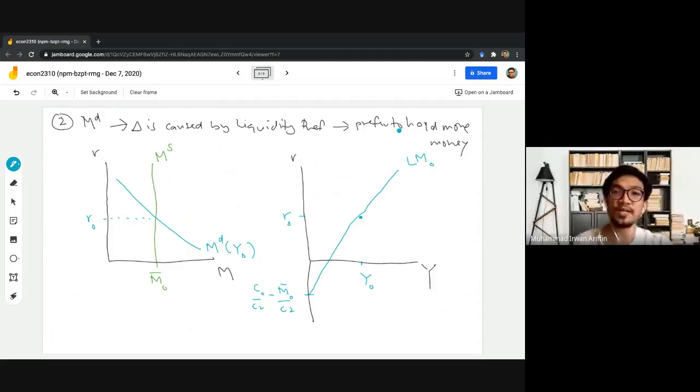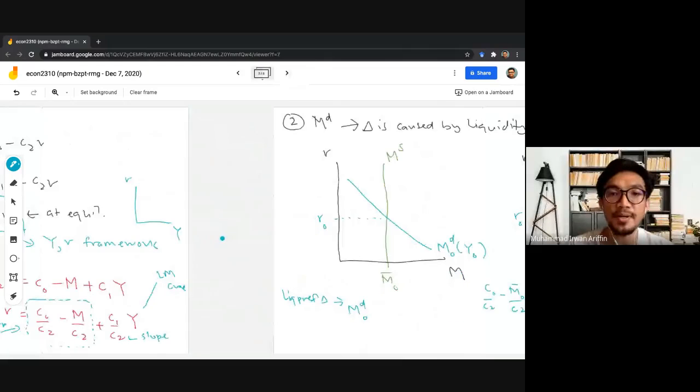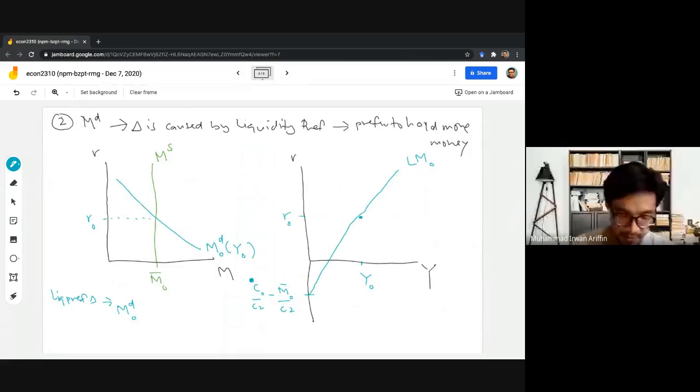Now let's see what happens when people suddenly prefer to hold more money compared to bonds. When this liquidity preference changes, it is going to change our money demand equation. Liquidity preference will be represented by C0, because C0 is the coefficient that represents all other factors that make people suddenly like to hold more money.